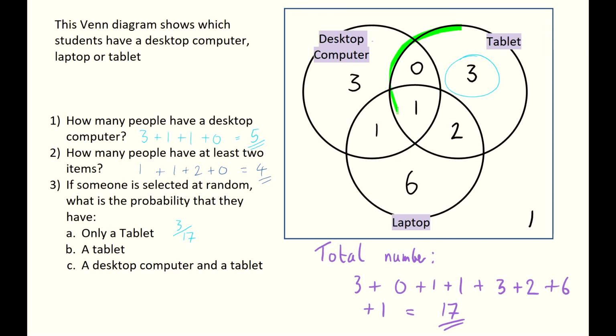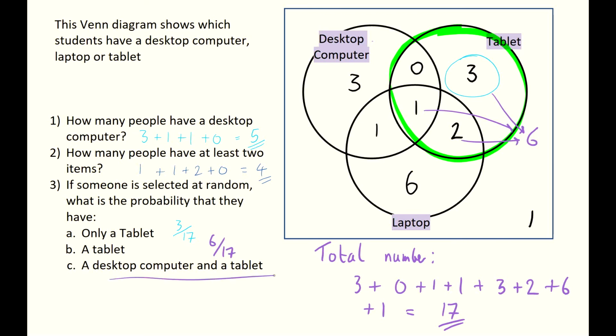How many people have a tablet? Having a tablet means I'm looking at this whole circle. I want to add together these numbers. If I add together 3 plus 2 plus 1, that gives me a total of 6. So therefore it'll be 6 out of 17.